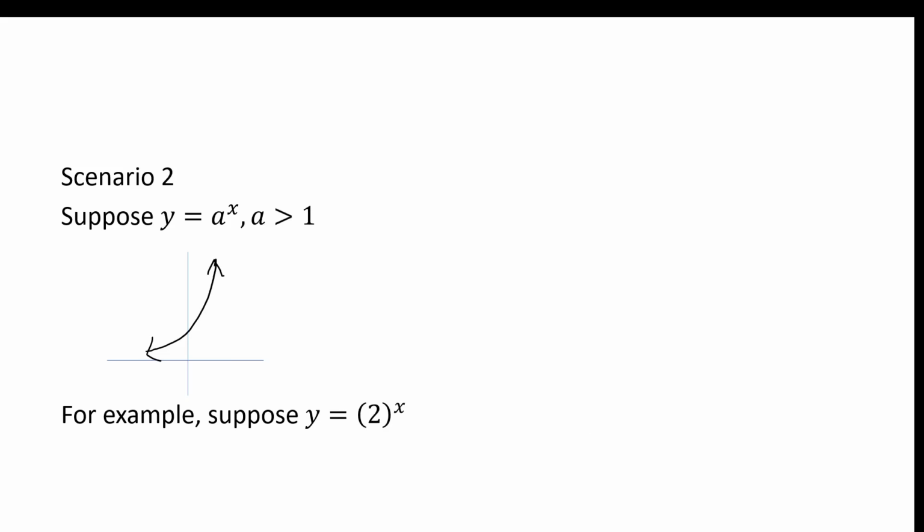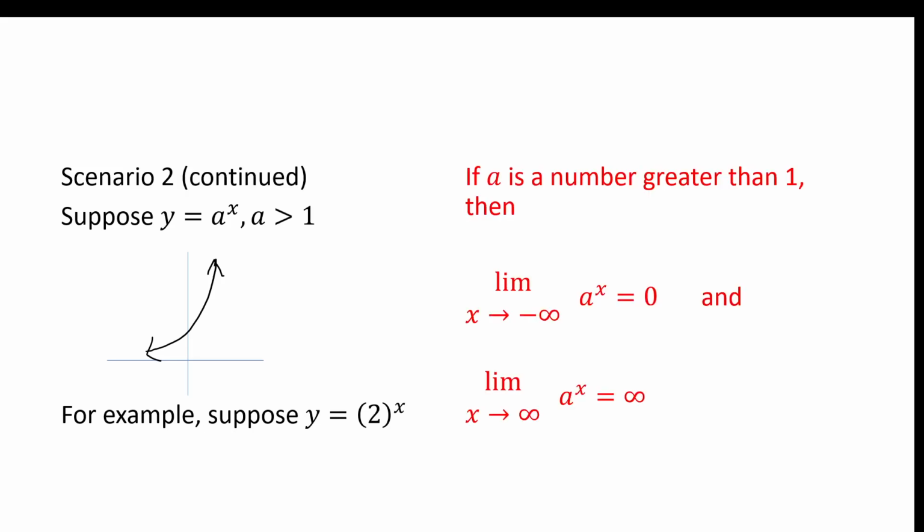Okay? Now, what if we have y equals a to the x and a is greater than 1? So for example, suppose y equals 2 to the x. Well, if that was the case, then we can see that the graph would look like this using grade 11 concepts, and we know that the limit as x goes to negative infinity of a to the x is 0. As we go to the far left, our y value will get infinitely close to 0, but as we go to the far right, our y value will get infinitely high. And so we can make the two statements shown in red on the right. And those will be the case anytime the base of the exponential is greater than 1.